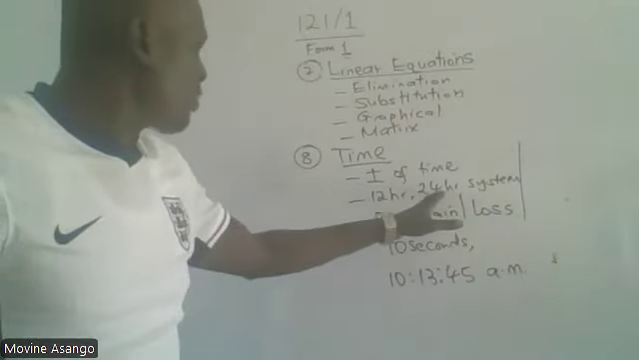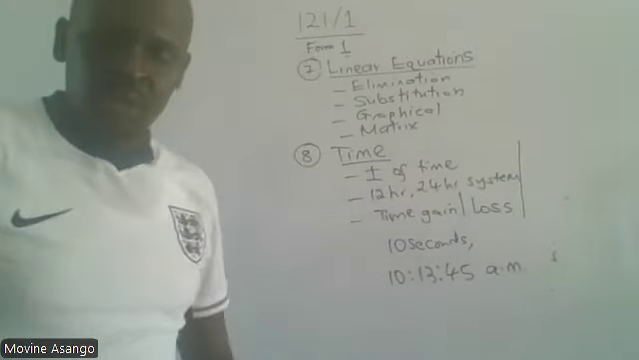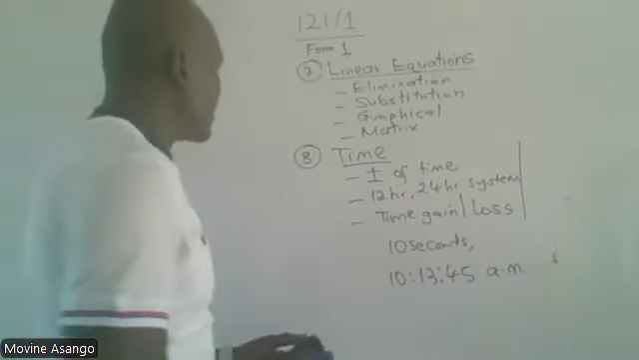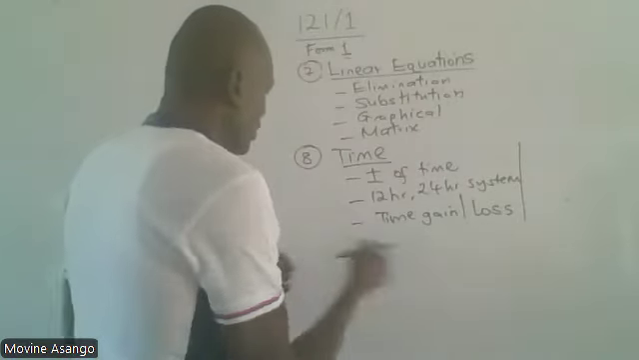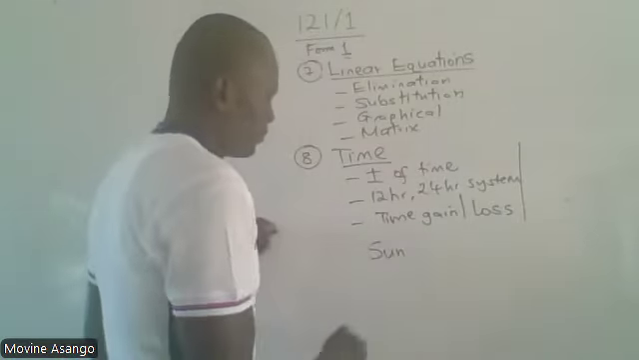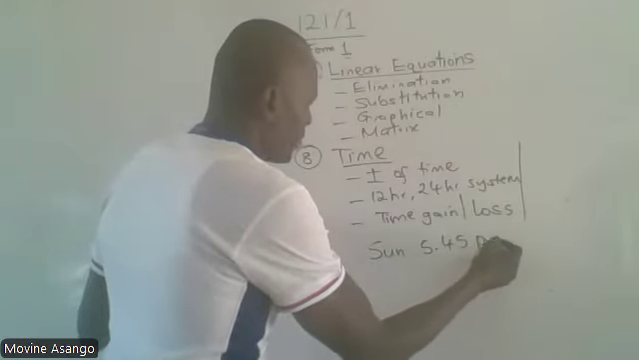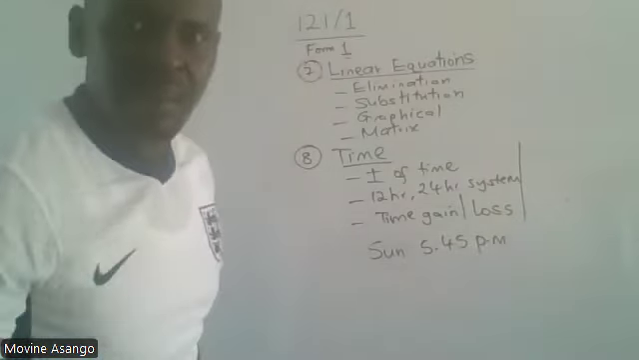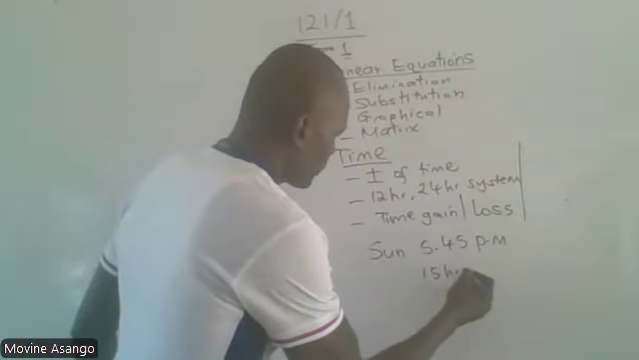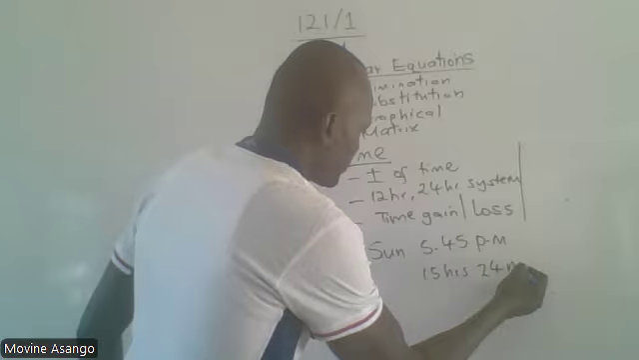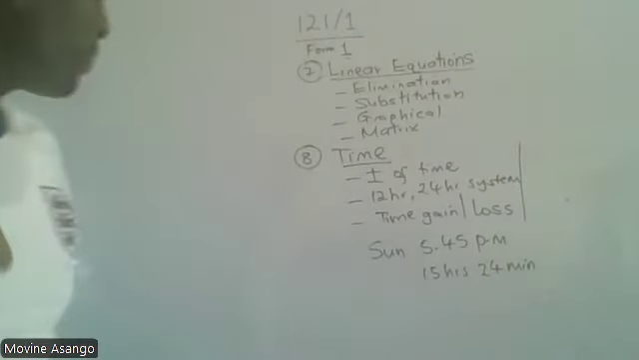12-hour clock system, 24-hour clock system is application. You are told a bus left Kisumu on Sunday at 5:45 p.m. for Mombasa. The journey took 15 hours, 24 minutes. At what time did the bus arrive?